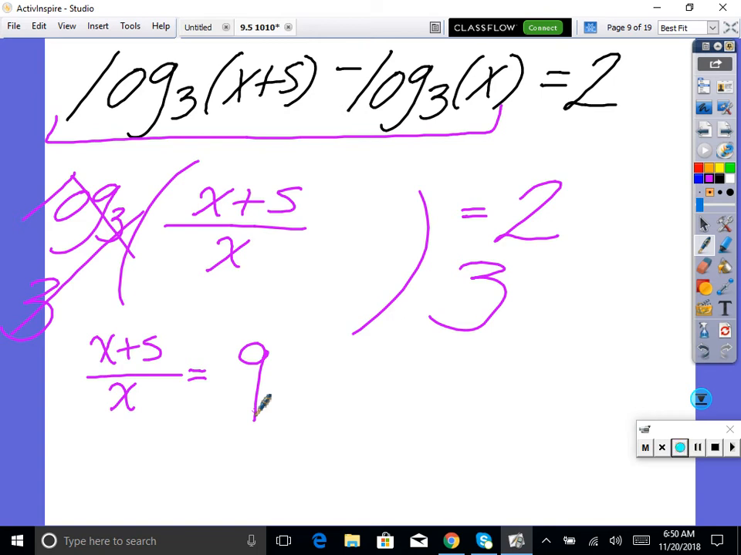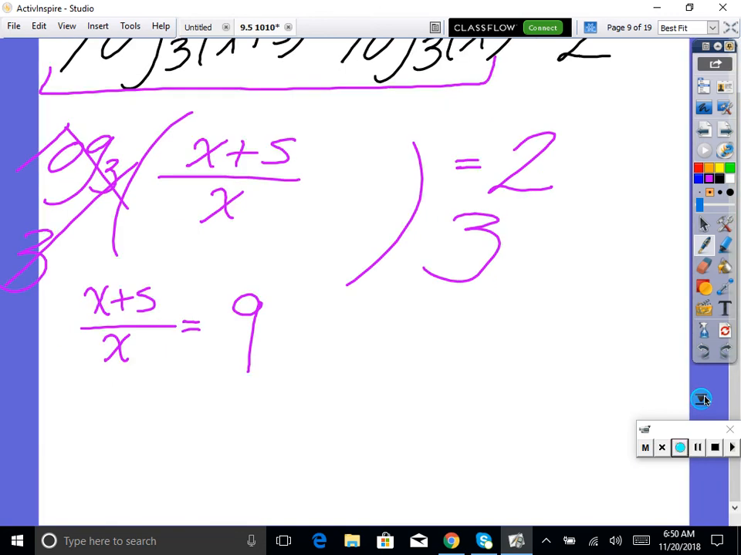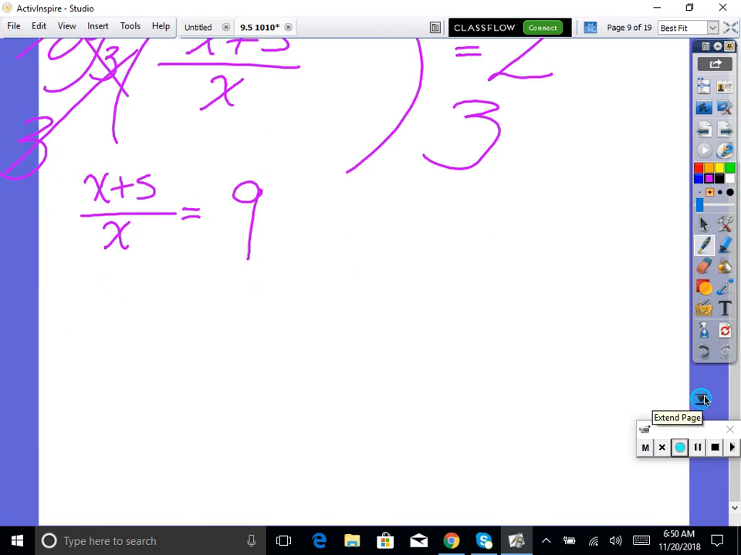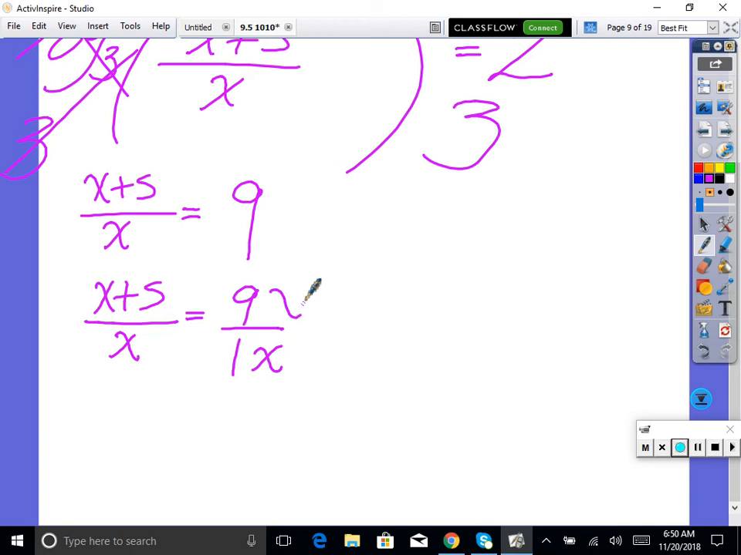Yeah, there's so many ways. We can get a common denominator. Isn't this a rational equation? So she's saying get a common denominator. Yes, I agree. So then this is x plus 5 over x equals 9 over 1. So why don't we multiply by x over x? And now that I have a common denominator, can't I ignore it? Yes. Okay, let's solve. So now we have x plus 5 equals 9x.